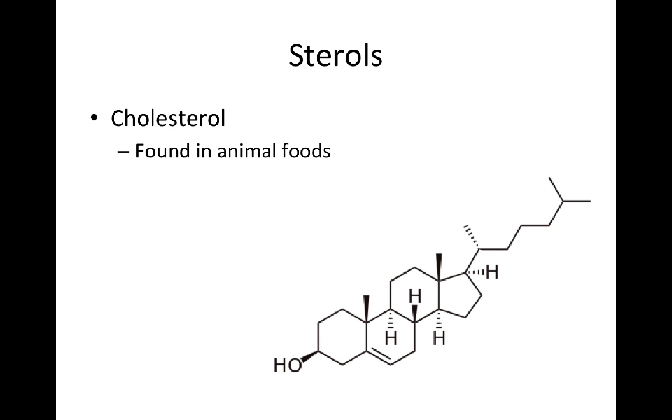The one type of lipid that we haven't really talked about yet is cholesterol. So cholesterol is made up of a sterol backbone. This is the structure of it. On one of the earlier slides you saw the sterol backbone that was really making it up. It's found in animal foods. It's not an essential nutrient because our body can actually make it.